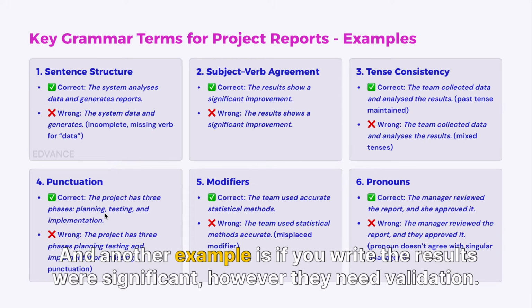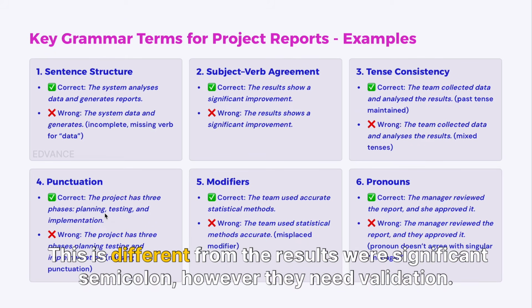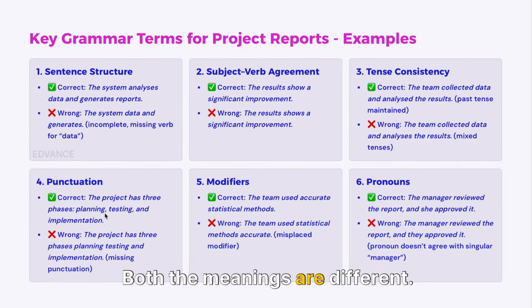Another example: if you write, the results were significant, however, they need validation. This is different from, the results were significant; however, they need validation. Both the meanings are different.